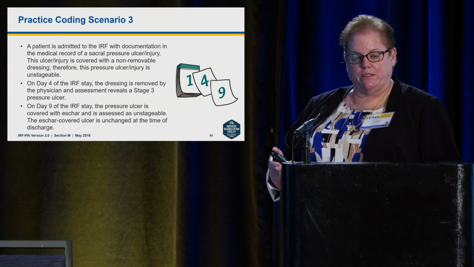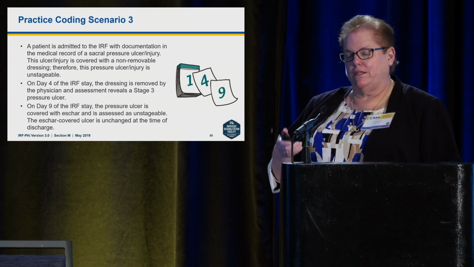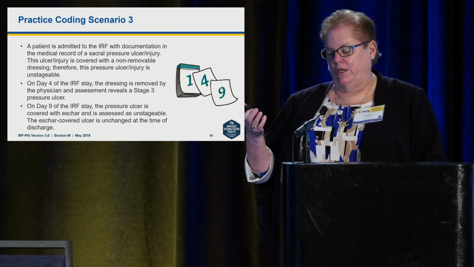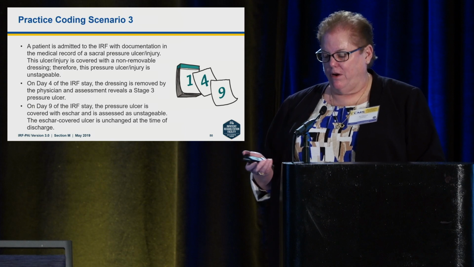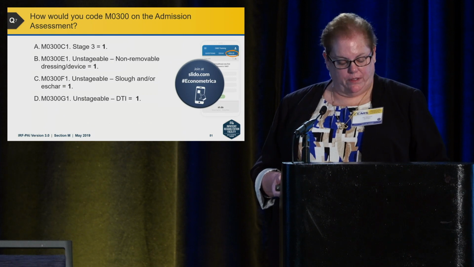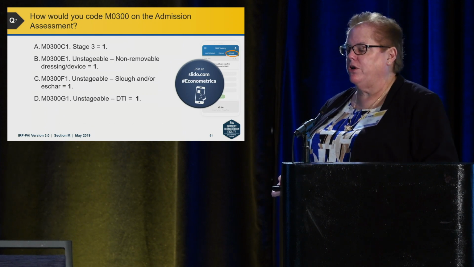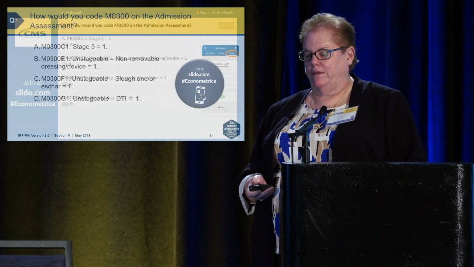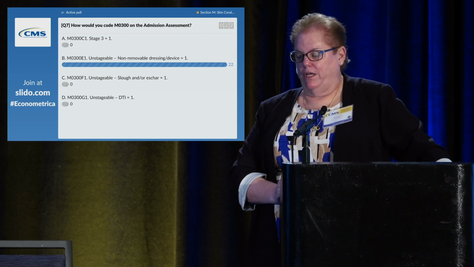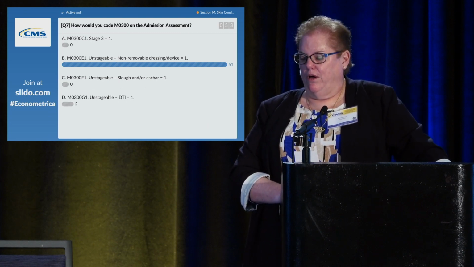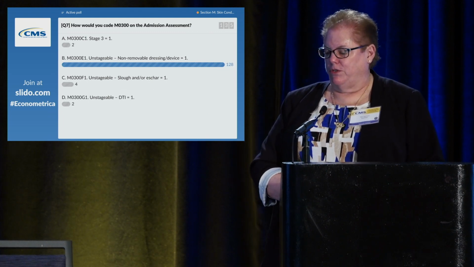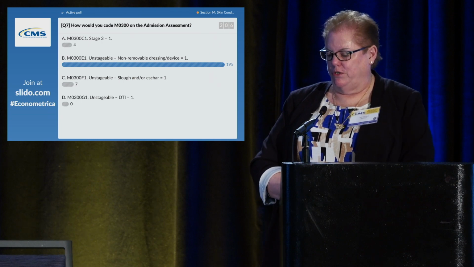So this one's a little more complex. All right, so they came in with a dressing that was non-removable. Day 4, we take the dressing off. It's staged as a stage 3. It progresses to have Eschar on top of it, and then at discharge it still has Eschar. So let's think about that scenario. How would you code M0300 on admission assessment? So this is again the admission assessment. Would you code a stage 3 in 300C1, or 300E1 unstageable due to a non-removable dressing or device? Or unstageable due to Slough and Eschar, or unstageable due to DTI?